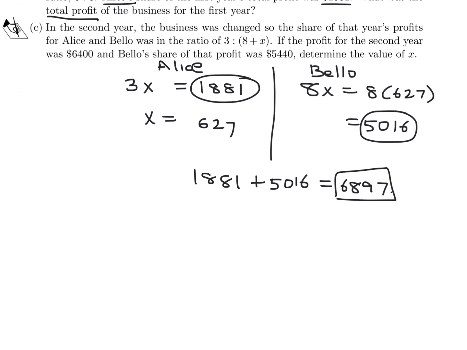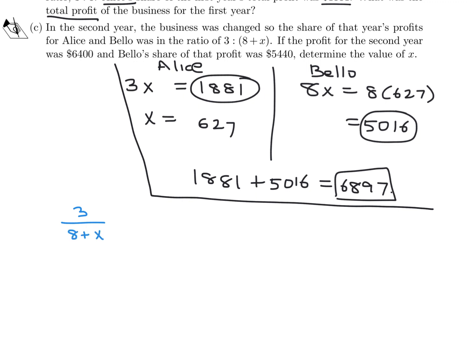In the second year, the business was changed so that the share of that year's profits for Alice and Bello was in the ratio 3 to 8 plus x. If the profit for the second year was 6400 and Bello's share of the profit was 5440, determine the value of x. So now the ratio is 3 over 8 plus x.